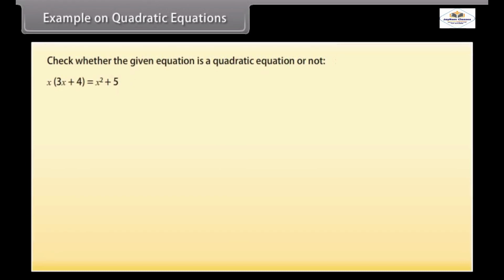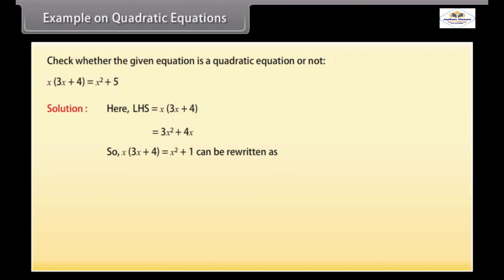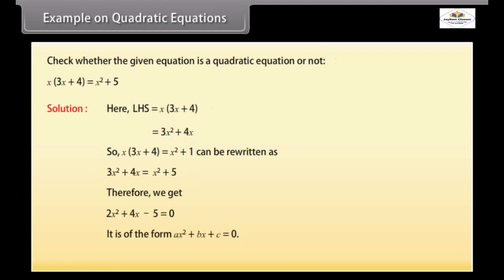Example on quadratic equations. We will now check whether the given equation is a quadratic equation or not. Solution. Here LHS is equal to x into 3x plus 4 is equal to 3x square plus 4x. So, x into 3x plus 4 equals x square plus 1 can be written as 3x square plus 4x is equal to x square plus 5. Therefore, we get 2x square plus 4x minus 5 is equal to 0. It is of the form ax square plus bx plus c is equal to 0. So, the given equation is a quadratic equation.